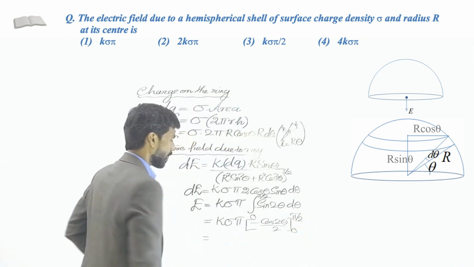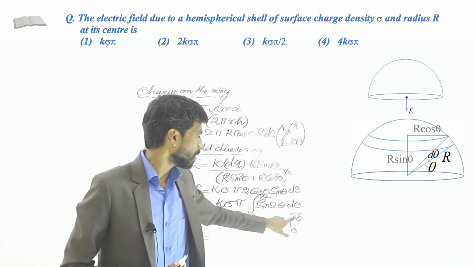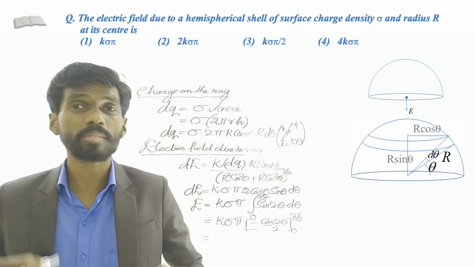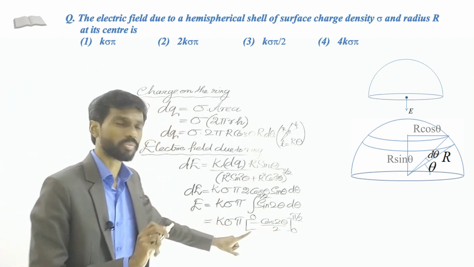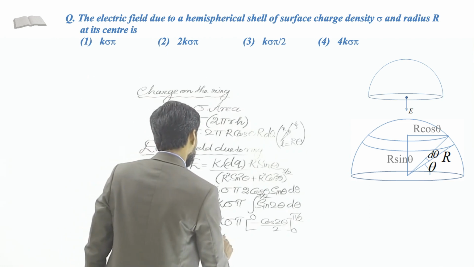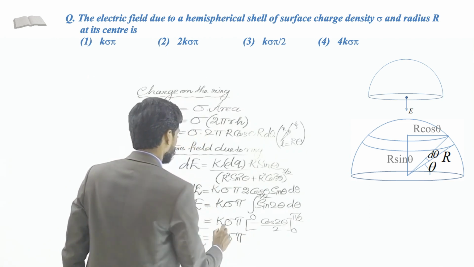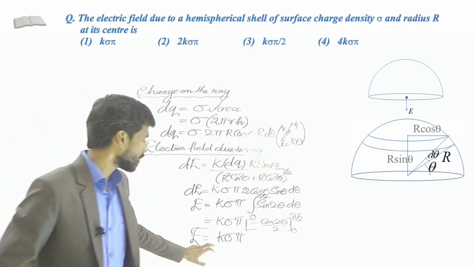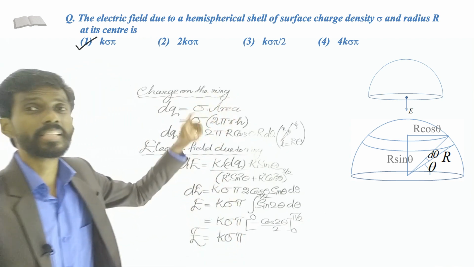So if you do the simplification of this, cos 0 is 1, so 1 by 2, and similarly, if you substitute cos pi, cos 180 degrees, that is minus 1, so that will become 1 plus 1, 2 divided by 2, so that becomes 1. So simply the answer is k sigma pi. So that is our required electric field due to the hemispherical shell. Do you understand? So k sigma pi is the electric field due to the hemispherical shell at the center.